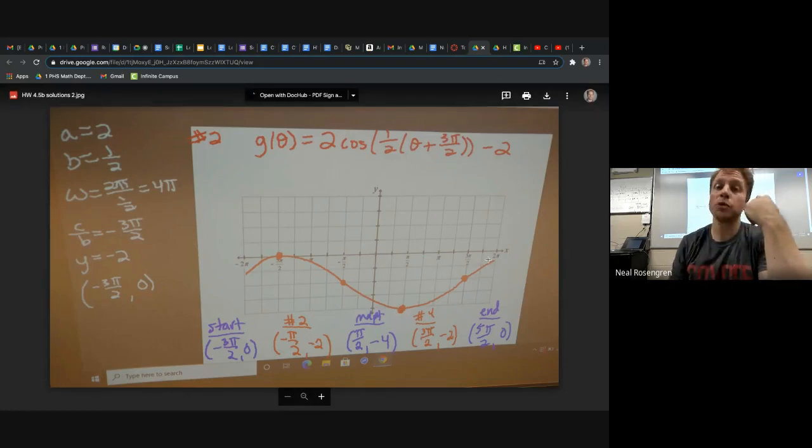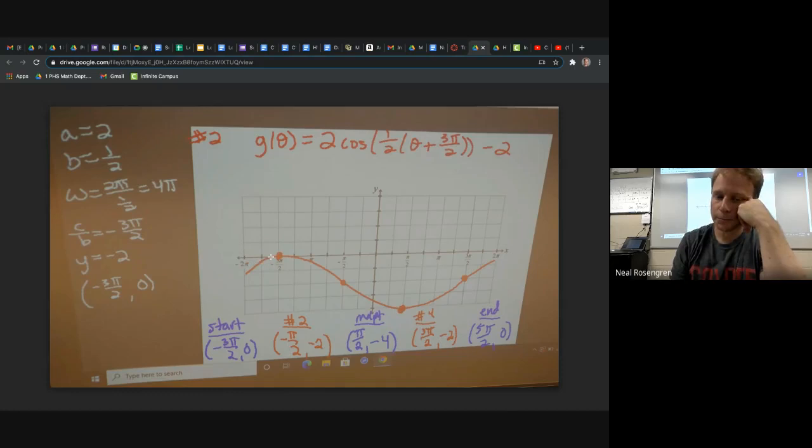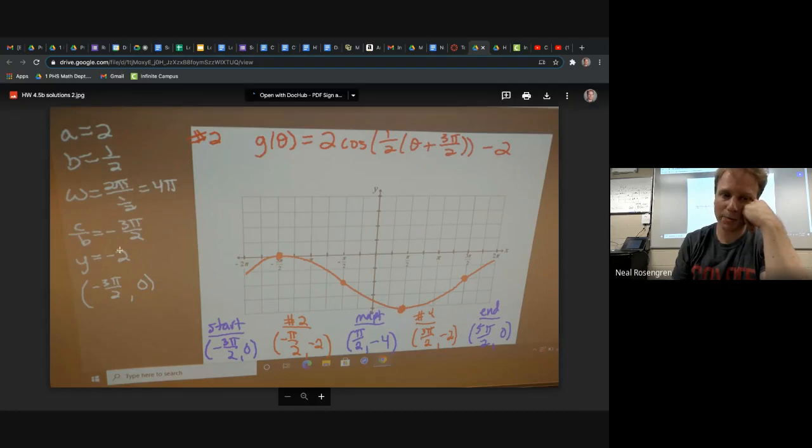So at most, I can see one full cycle, but because of that phase shift sliding me to a point that's not at the end, I can graph that starting point, right? Negative 3 pi over 2 comma 0, right? Because I'm at the maximum. So negative 2 plus 2, back to 0.